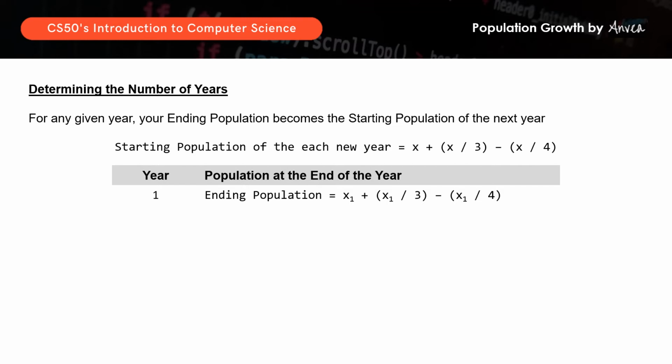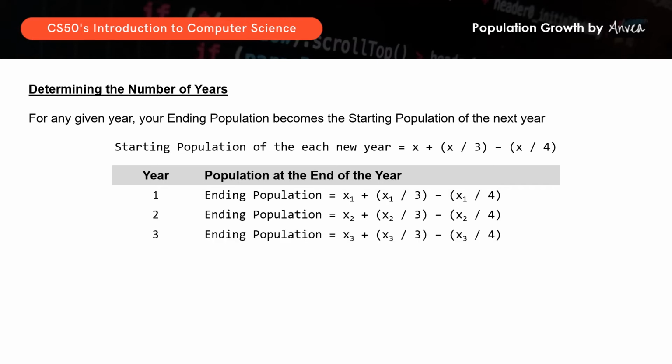Okay, let's say 1 more year passes. So your new ending population will now be the starting population of year 2 plus the starting population of year 2 divided by 3 minus the population divided by 4. The system will ask, is the ending population now equals to y? Okay, if it doesn't, okay, let's go one more time. So at the end of year 3, your ending population would be x plus x divided by 3 minus x divided by 4. So does it reach y, which is what you have keyed in? No? Okay, in 1 more year. Okay, so on and so forth.